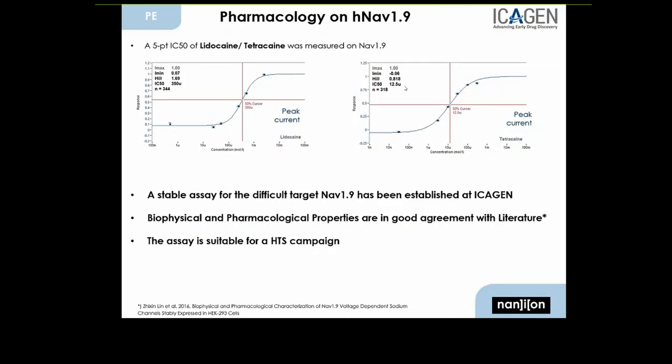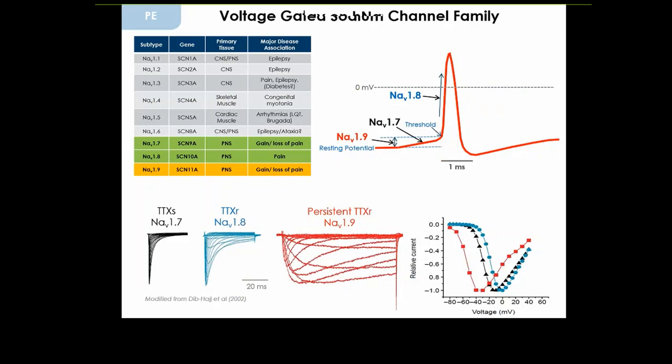With this, I would like to sum up with the NAV 1.9 data, highlighting that we could actually generate a stable assay for the difficult target NAV 1.9, and it has been established at Icogen. The biophysical and pharmacological properties are in good agreement with literature, and the assay is suitable for any HTS campaign. And I would like to again thank Icogen for sharing the results and also to provide the cell line with us. Now I would like to switch to NAV 1.8 channels, which actually also represents a very difficult target.